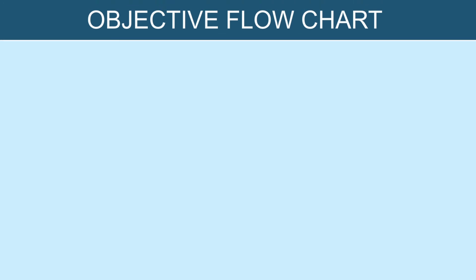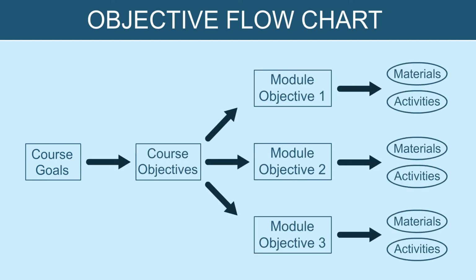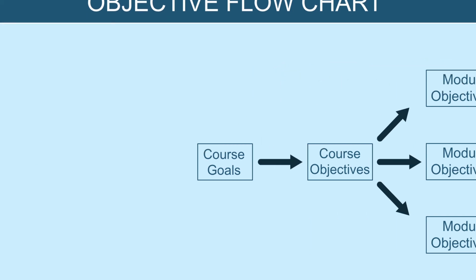This chart gives you a sense of the flow of backward design, starting with those course goals in mind, then breaking it down into these pieces like module objectives, activities, and materials that students will need to be able to achieve those goals. We'll talk a bit more about this next week when we get into module or weekly objectives.